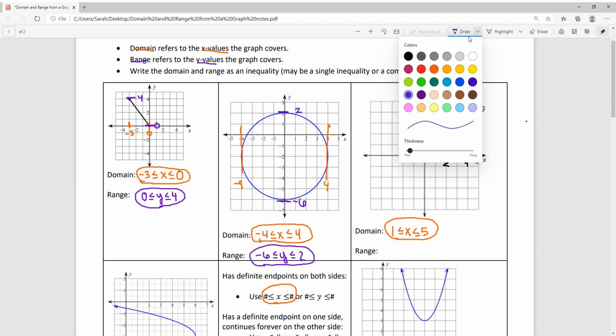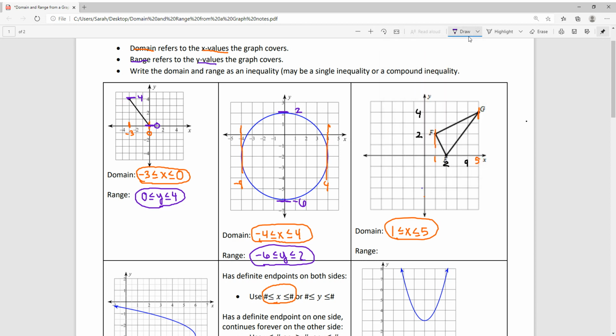Now let's try our range. My lowest y value is here at the bottom of my triangle. That y value is 0. My largest y value is at the top of my triangle, which is at y equals 4. And so my range is going to be, my y values are all between 0 and 4, inclusive.